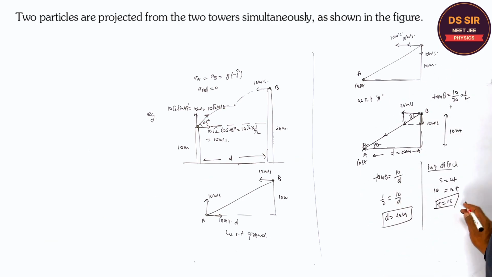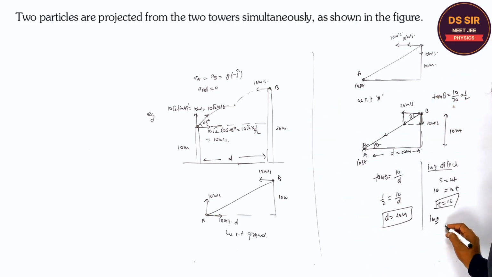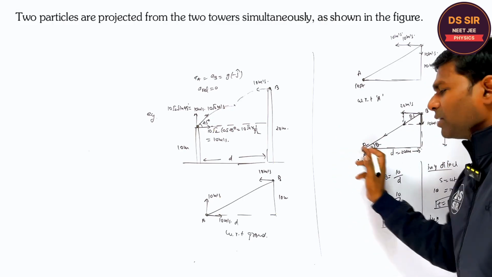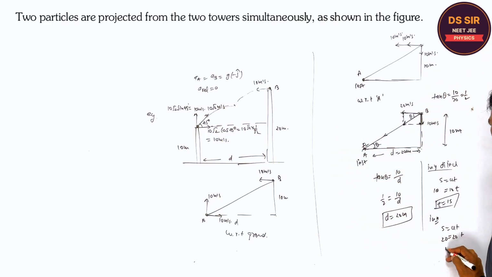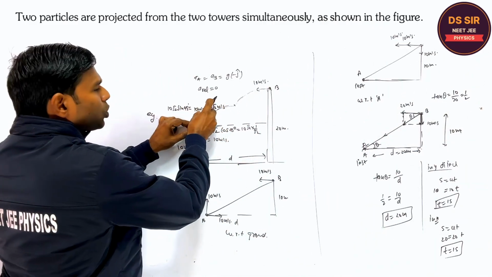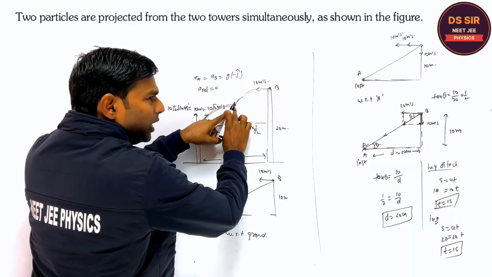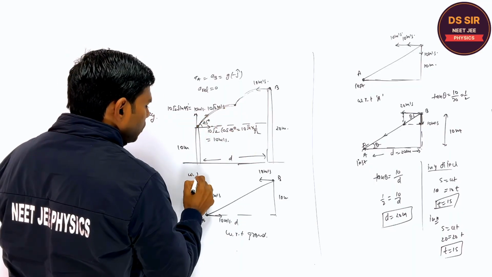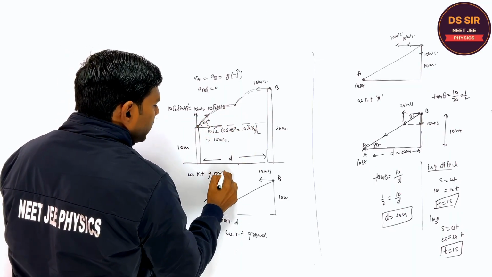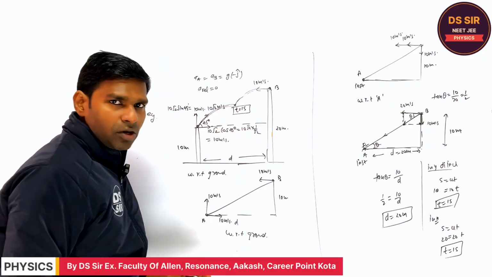If you want to take the x direction, what is the velocity in x direction? 20. What is the displacement in x direction? 20. So time is equal to 1 second. It means when it is thrown like this, they will collide at this point with respect to ground. At what time? After 1 second. Is it clear or not?